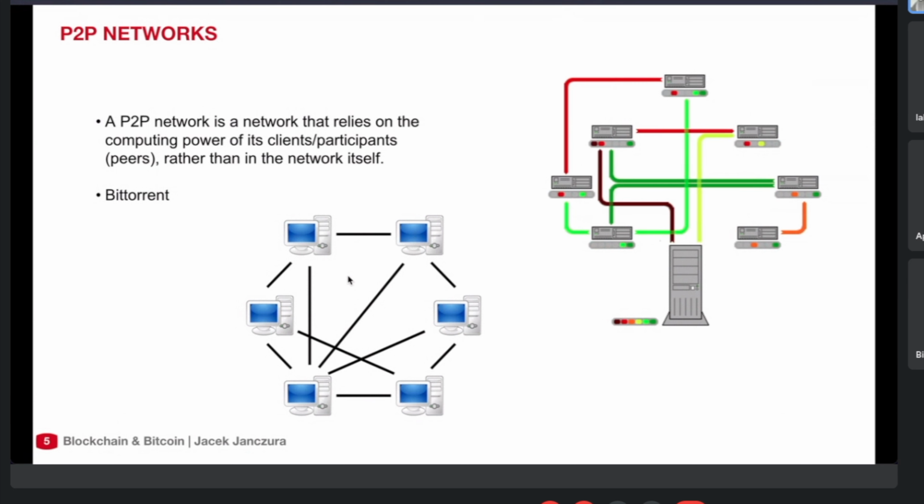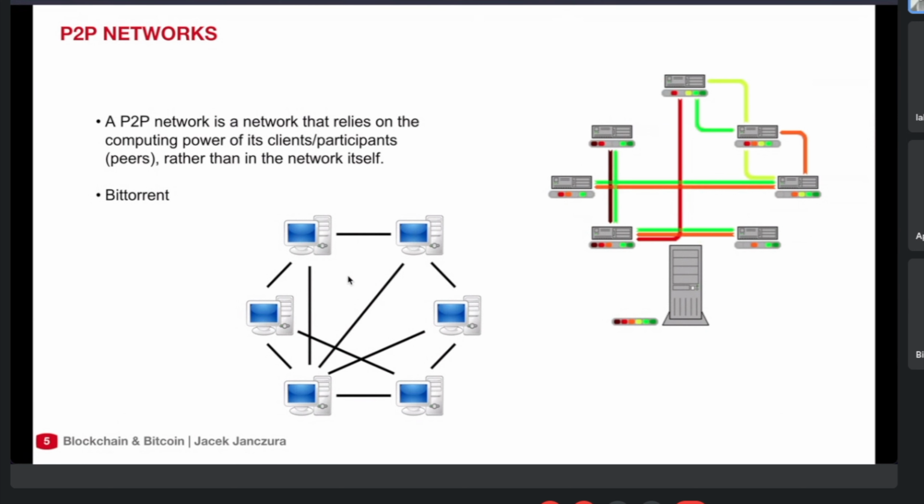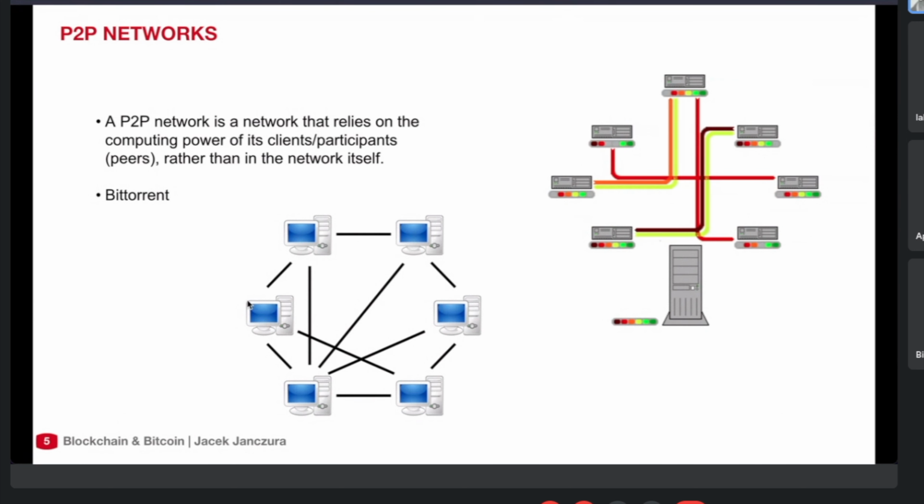Very important, peer-to-peer networks. A peer-to-peer network is a distributed network. So in case this peer is down, I can download the piece of data from other peers that are in the network. It's really important. In contrast to the centralized architecture, where whenever the server is down, we can no longer access the data.